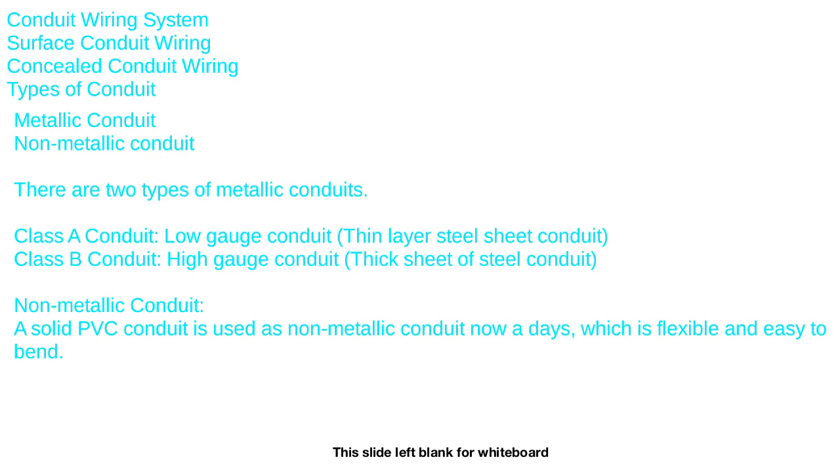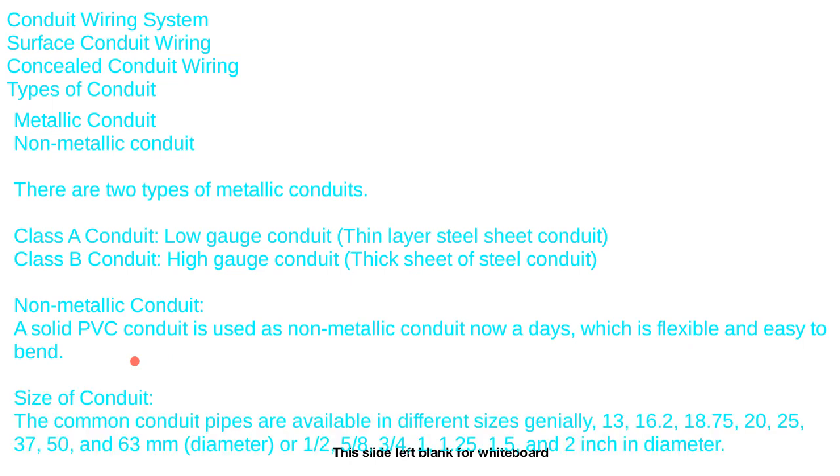So the size of the conduits. Just like in the metallic, we have different sizes of these plastic conduits. So the common conduit pipes are usually 13, and these are in millimeters, from 13 all the way 16.2, 18.75, 20, all the way to 63. And also, you can have this measured in inches. So those are the PVC conduits.